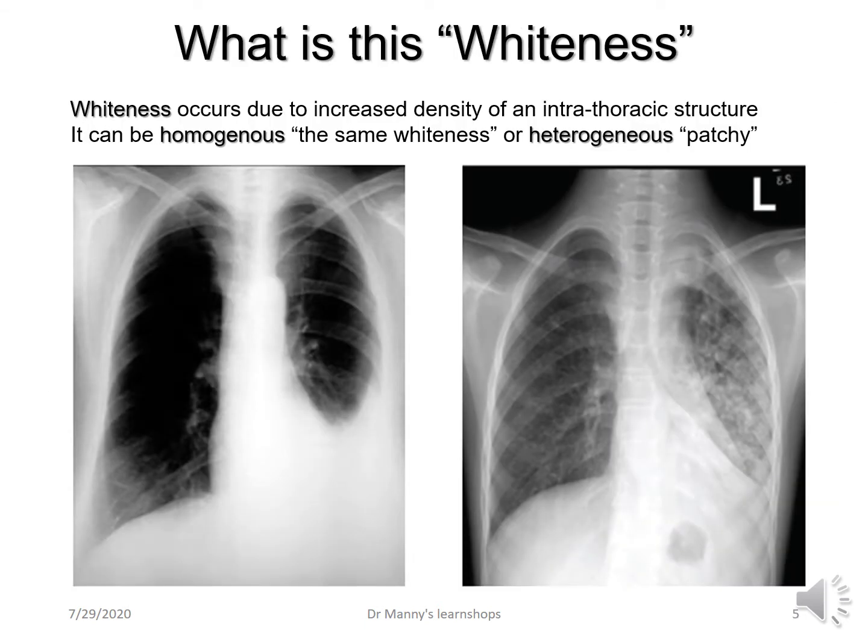So, what is this whiteness then? Whiteness occurs due to increased density of an intra-thoracic structure. It can be homogenous, which means the same whiteness, or it can be heterogeneous and patchy.